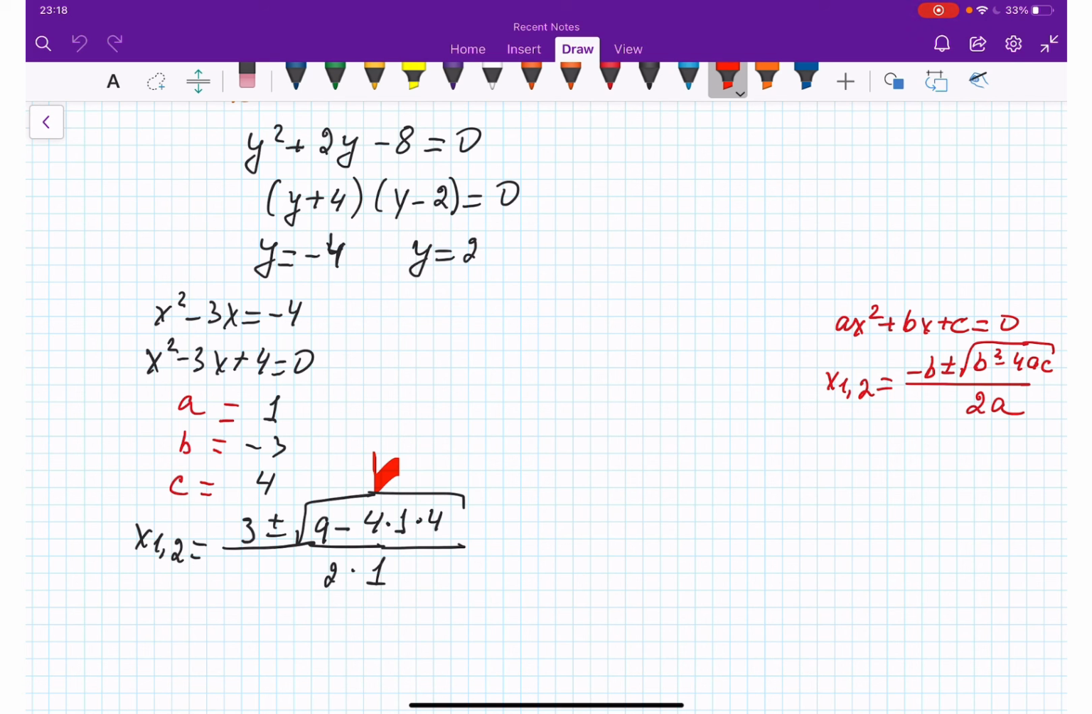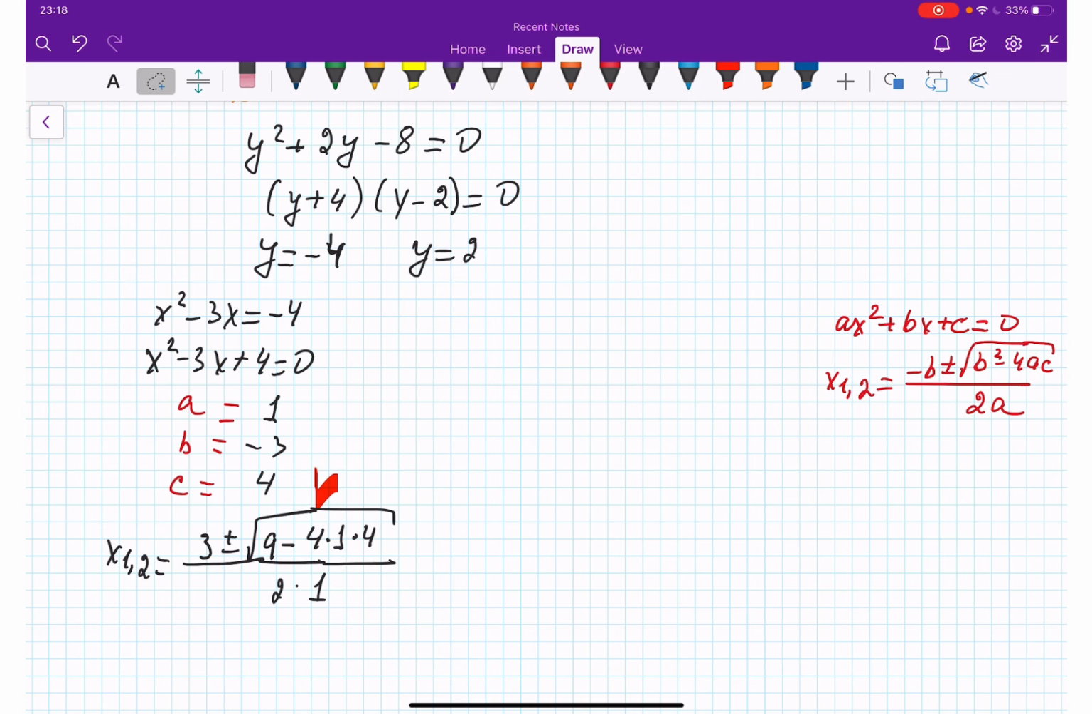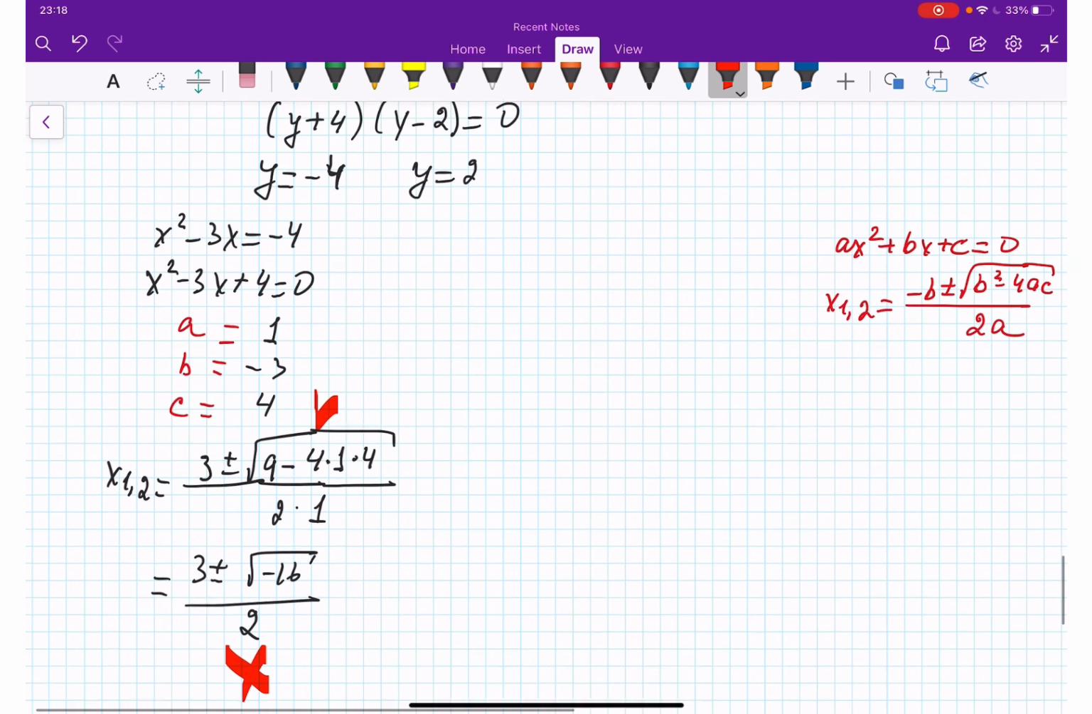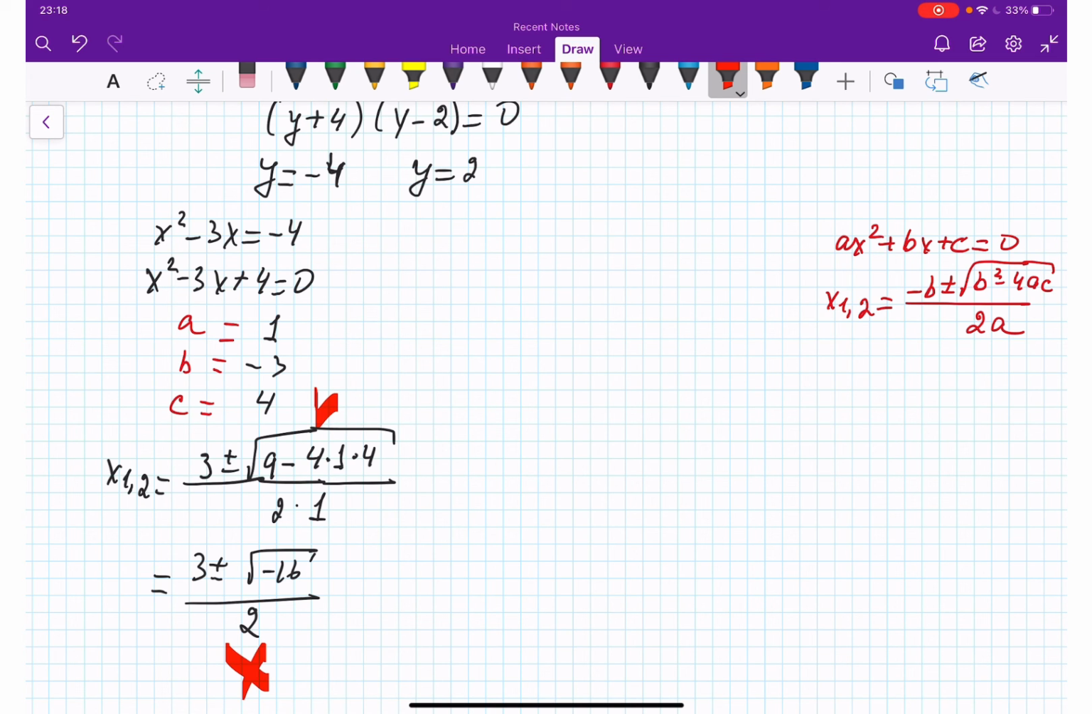So we are getting a negative sign under the square root, which is going to be equal here 3 plus minus square root of negative 16. And this cannot happen because you can't have a negative number under a square root. Therefore, this one doesn't have a solution. Moving to the next one.